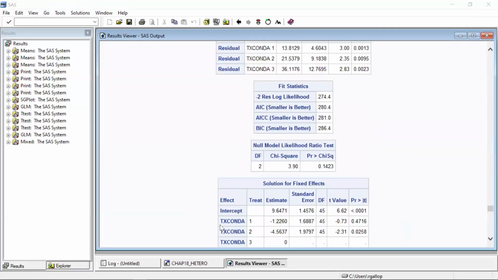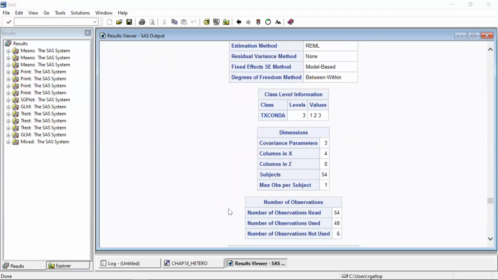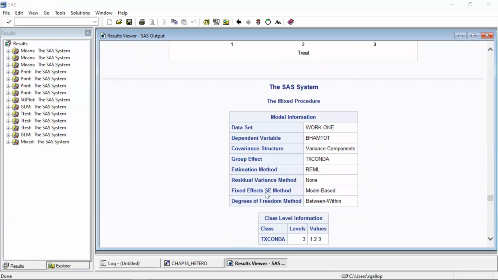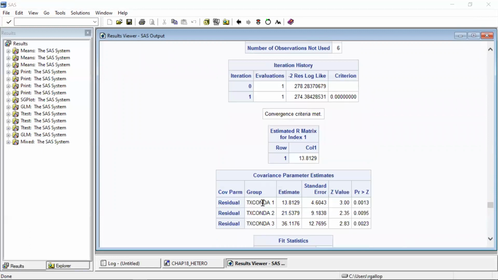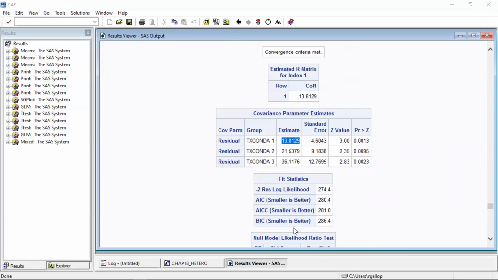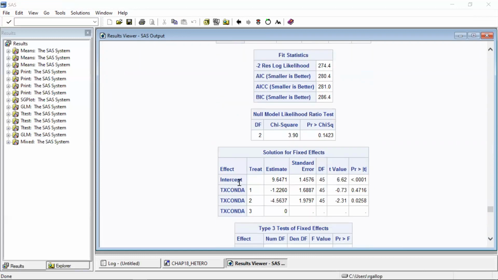here comes the output. Proc mixed output looks just like this. With the COVTEST, SAS is estimating three separate variances for each of the 3 levels of treatment. So person 1 is in treatment 1, which is their variance. Here are the regression coefficients.